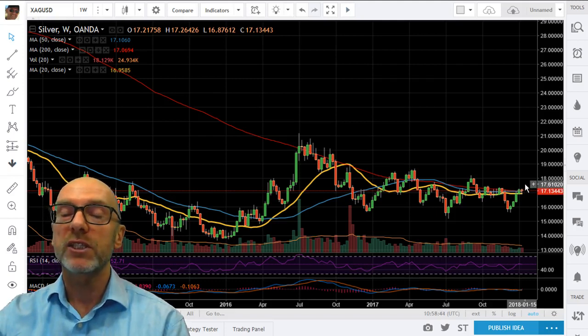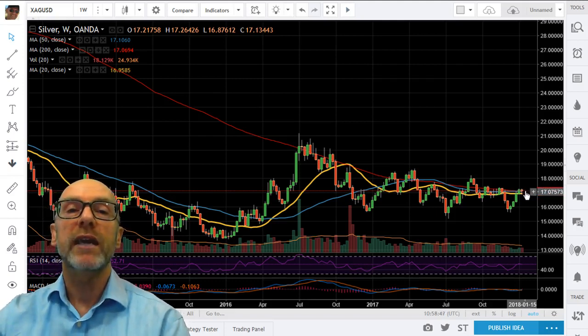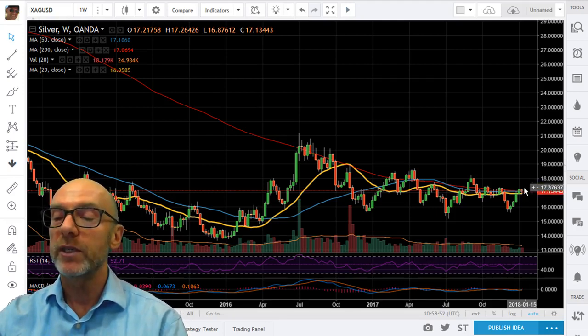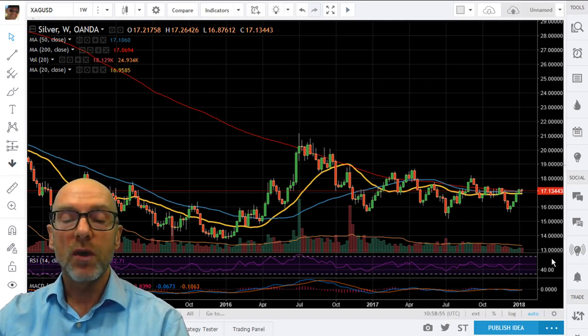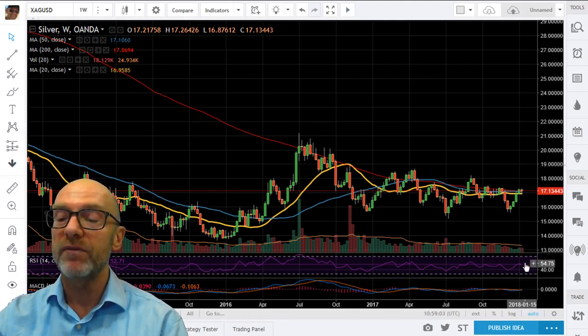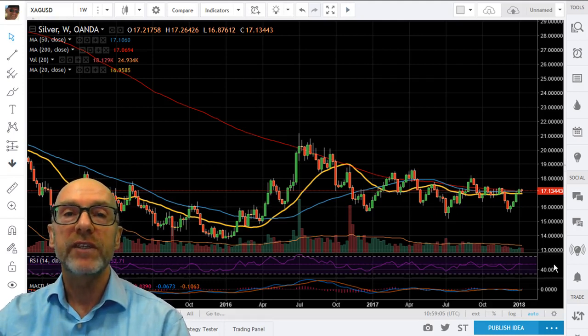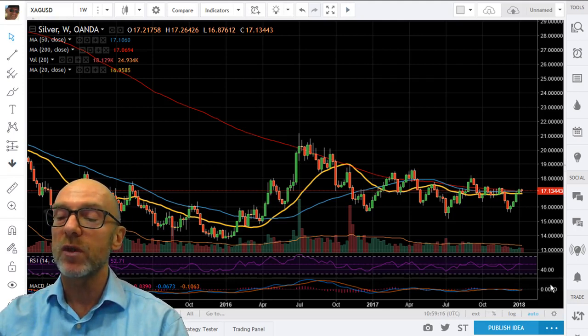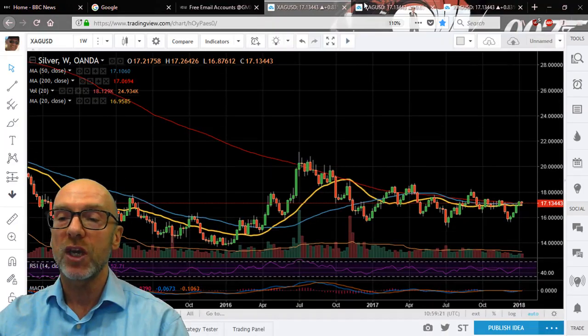If we were to break to the upside, obviously those moving averages would start to turn upwards and would be a positive factor, but we do need to break for that to occur. On the momentum side, we do have some positive momentum. The RSI has just gone back above 50, which is good, 52.71. And the MACD short term is marginally above the longer term, and they are coming back up towards the zero. So just a sign that upside momentum is returning on this weekly chart.